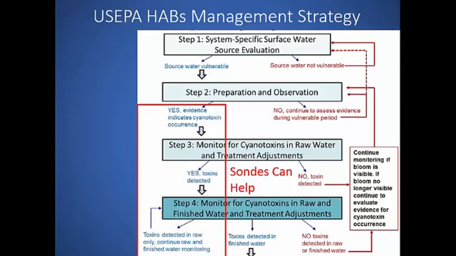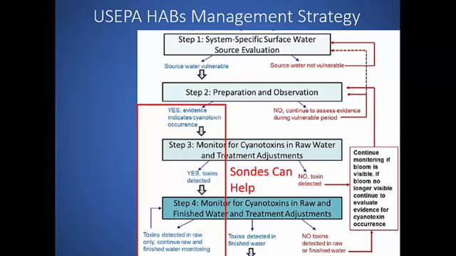Is your source water even vulnerable to a HAB? If it's not vulnerable, then this technology isn't for you. You're not at risk. If your source water is vulnerable, you get warm temperatures, and people have seen HABs before, you might start looking. Go to step 2, prepare and observe. Now you're looking for the presence of a HAB, and this is where SONs can start to help. They can tell you if a bloom is potentially present.